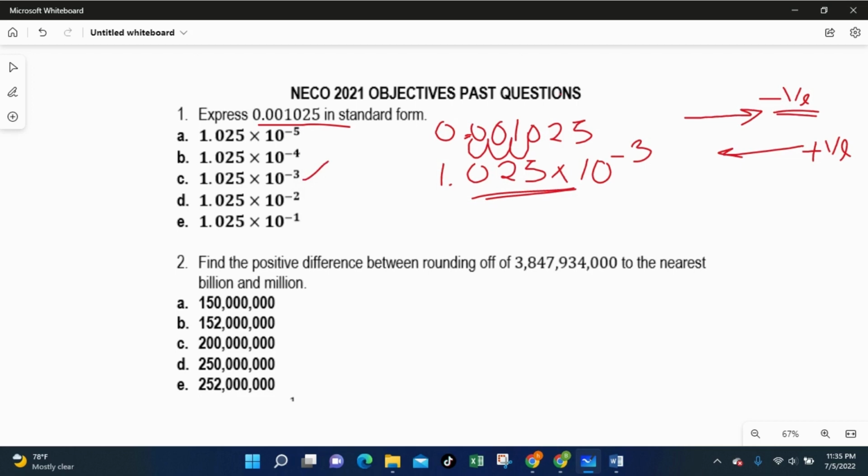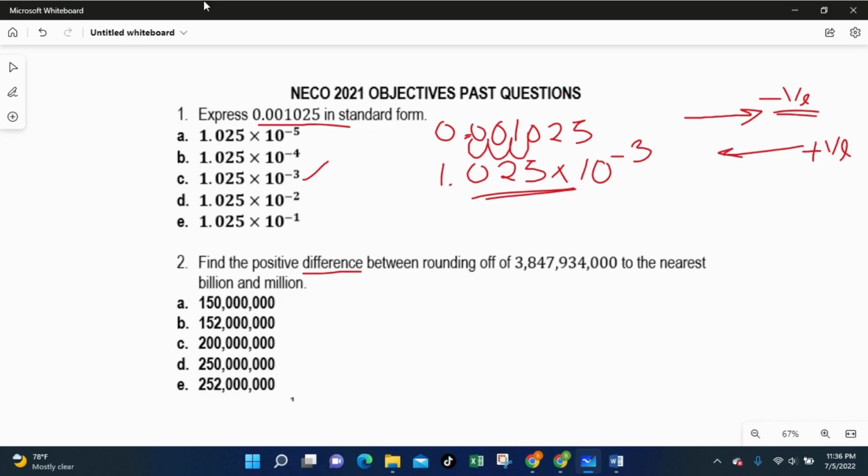Now let's look at the next question. It says we should find the positive difference between rounding up 3,847,934,000 to the nearest billion and to the nearest million. This is going to be an interesting question because you need to find the nearest billion, then the nearest million, and then find their difference, which is the subtraction of these two values.